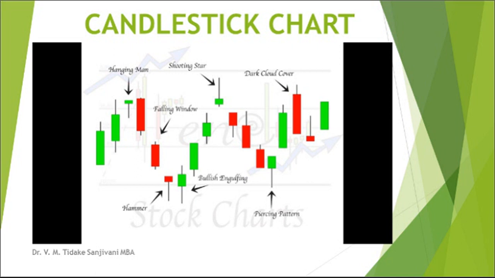For example, if there is a line above the candlestick, then it is an upper shadow, and the upper shadow indicates the highest price which that particular share has reached in that particular day. And the lower shadow, that is the lower line, if you can see below the candlestick, then it represents the day low, that is the lowest price to which a share has reached in that day. Okay, so this is a candlestick chart.